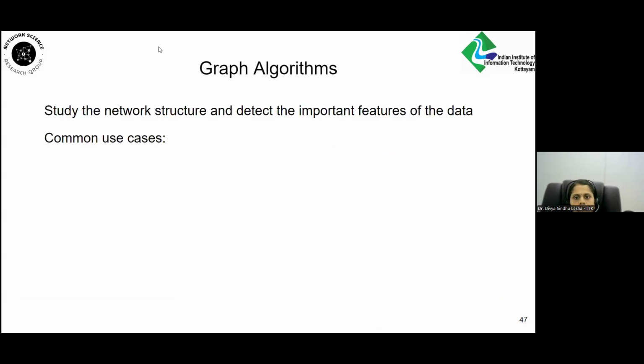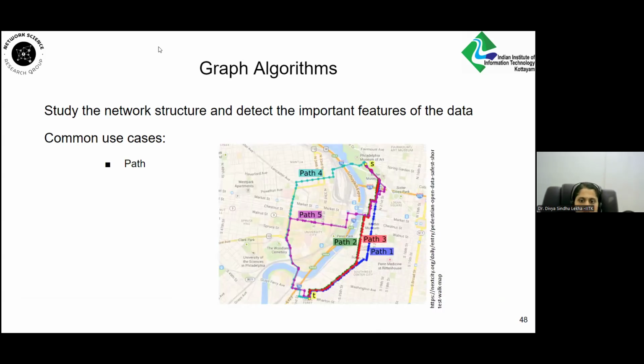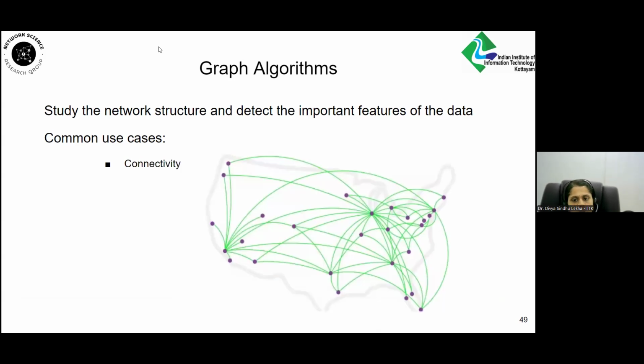For graph algorithms, basically we study the network structure and try to detect the important features of the data by making use of computational algorithms. Some of the common use cases, which you may already know: a path. You have different paths between different places. If you want to find the shortest path, you could make use of shortest path algorithms. There are greedy algorithms like Dijkstra's algorithm, which you could use to understand the shortest path in a given network of locations. Another use case is understanding the connectivity between different places, for example, airways connectivity.